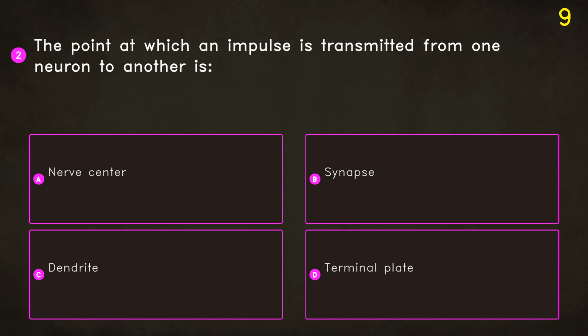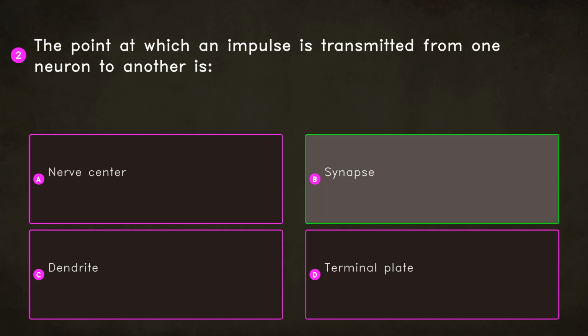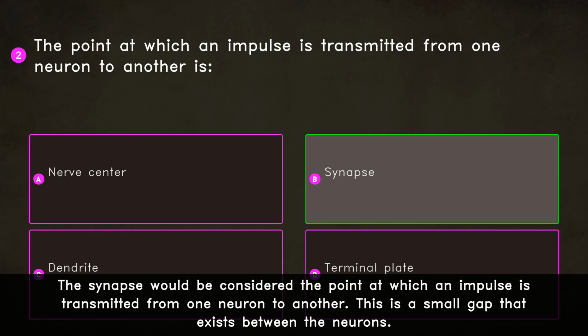Question 2. The point at which an impulse is transmitted from one neuron to another is A. Nerve center. B. Synapse. C. Dendrite. D. Terminal plate. The correct answer is synapse. The synapse would be considered the point at which an impulse is transmitted from one neuron to another. This is a small gap that exists between the neurons.